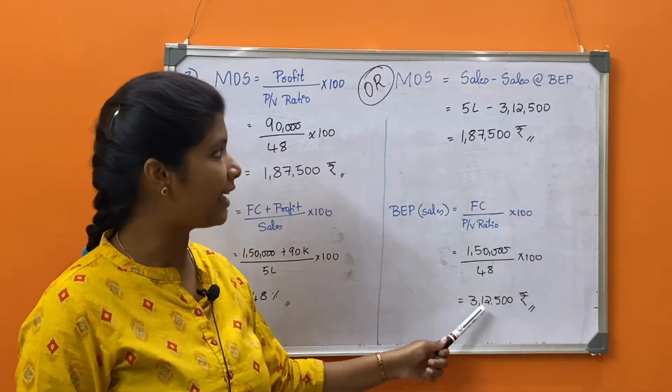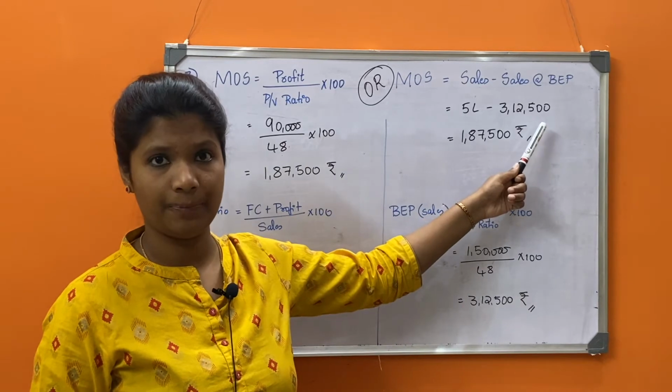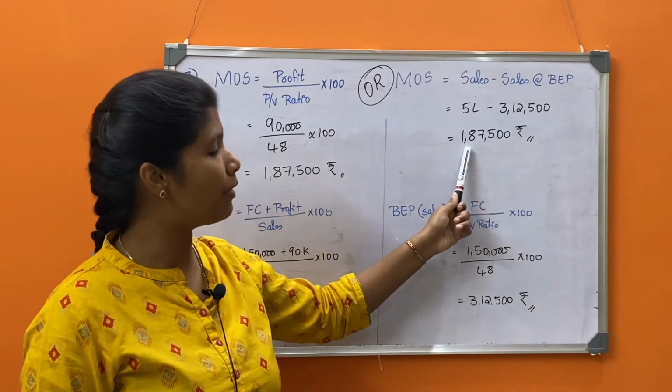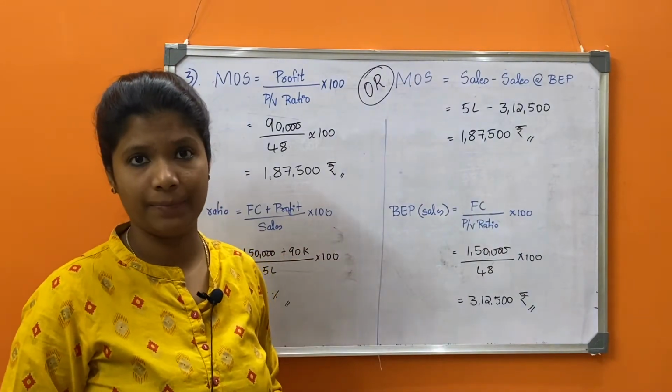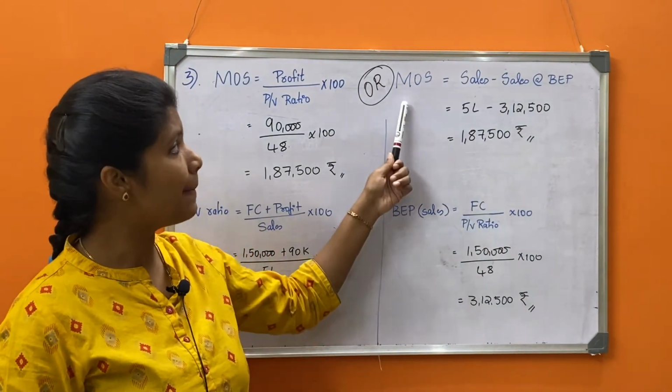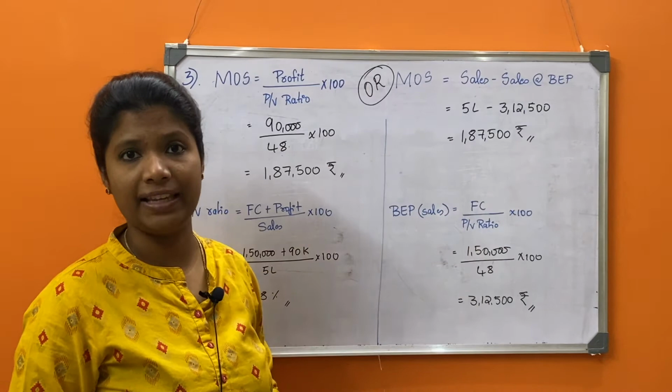3,12,500. I will carry this amount over here. Okay, so the balance amount is 1,87,500. Is that clear? So that is the margin of safety for the company.